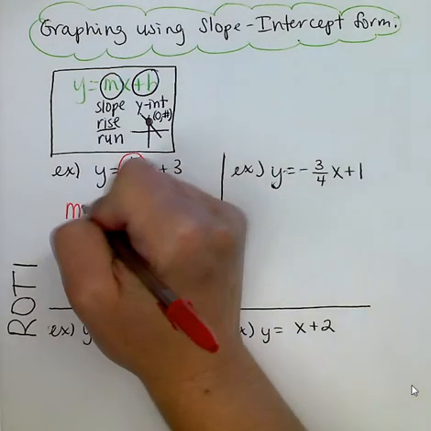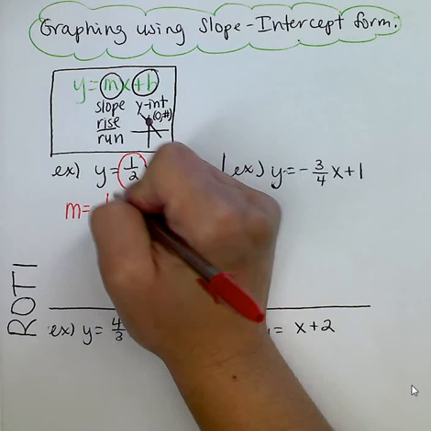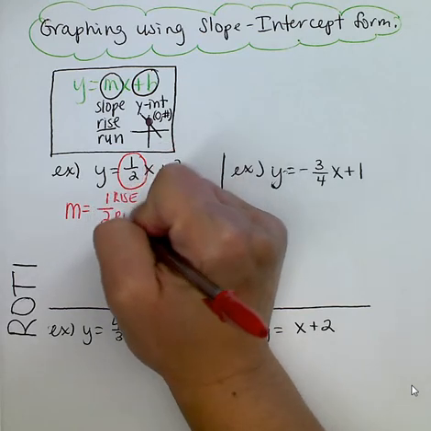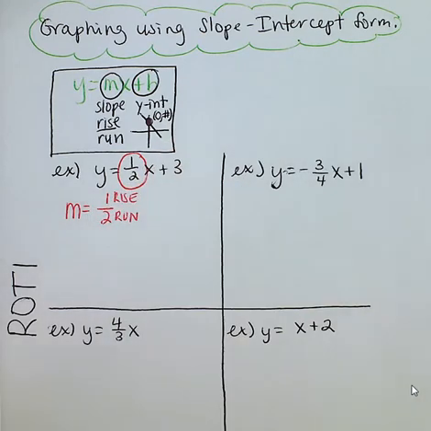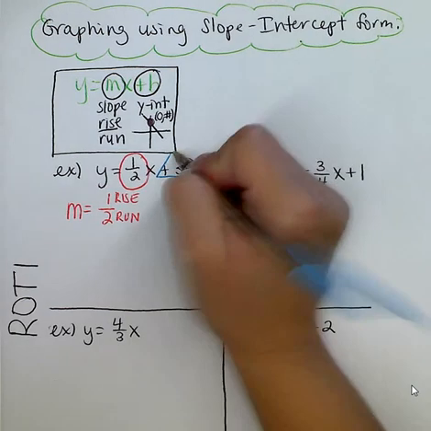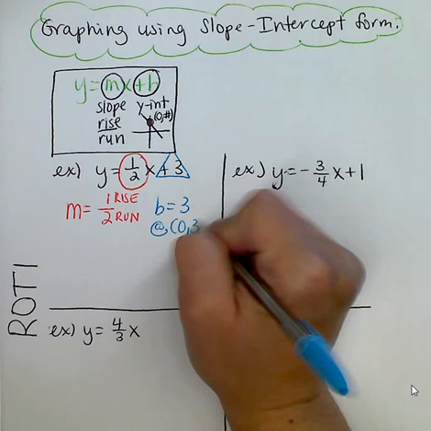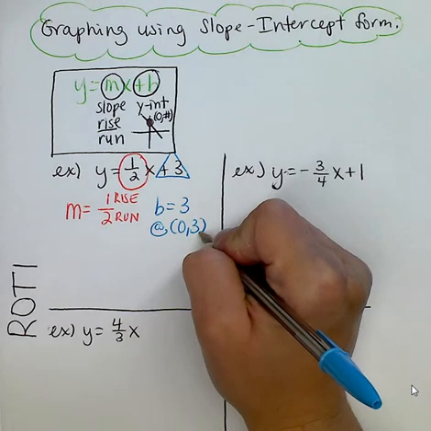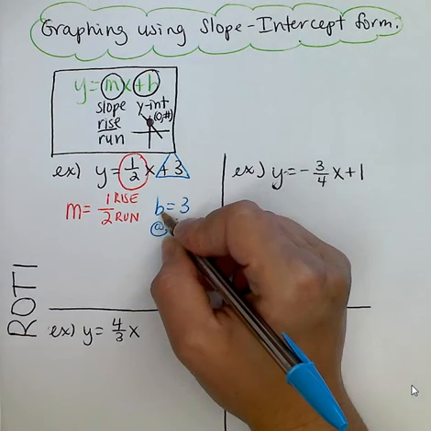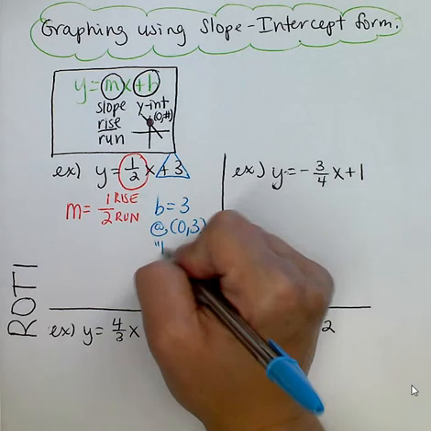Another letter for slope is the m. So that tells you the rise over the run. And your y-intercept, or your b value, is at 3. So it's going to cross the graph at 0, 3. So I like to say that we use b because we always begin at that point.